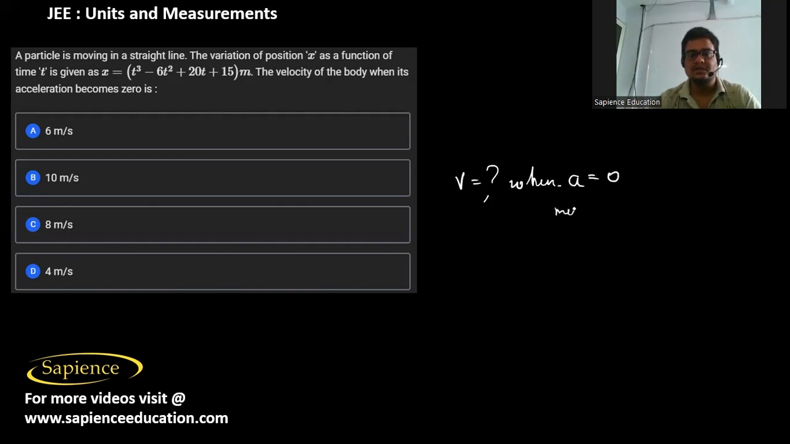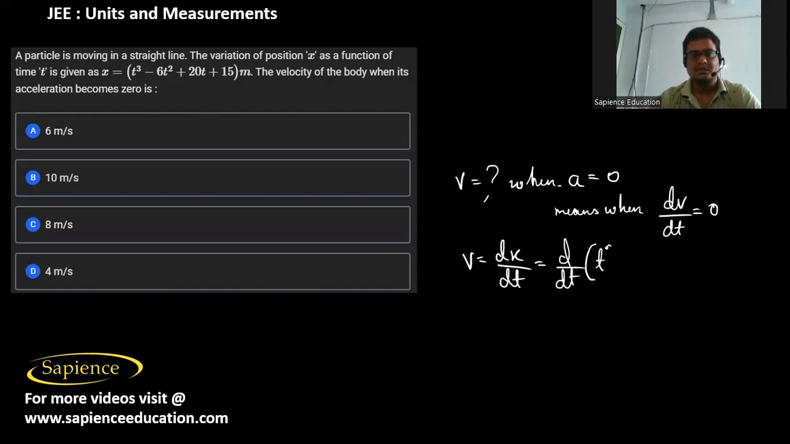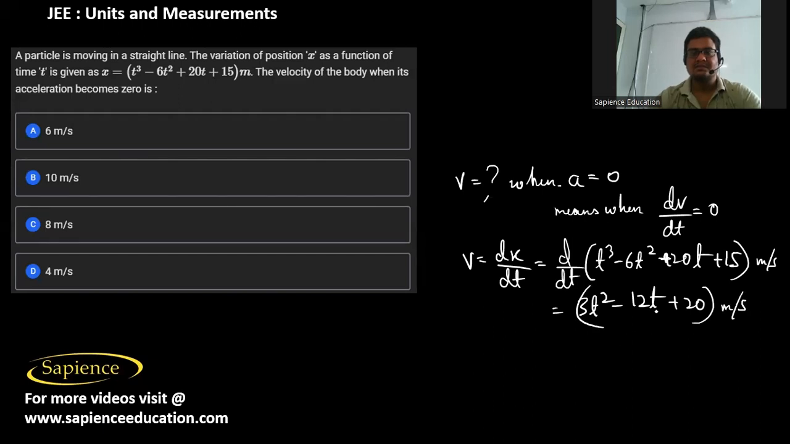It means when dv by dt is equal to 0. It means v is constant. So the velocity, as we know, velocity is dx by dt. So it will be d by dt of t cube minus 6t square plus 20t plus 15 meter per second. So that will be equal to 3t square minus 12t plus 20 meter per second.